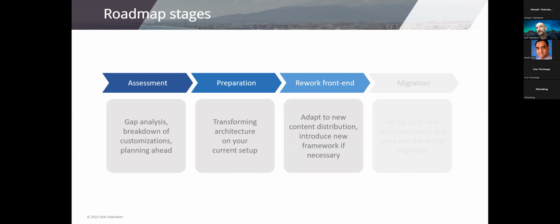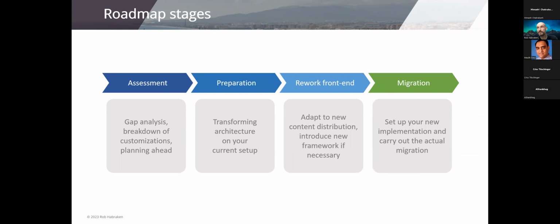Then, and I'll explain what the preparation phase in transforming the architecture means, by the way, you start reworking your front end, adapt to a new content distribution model, introduce a new front end framework if necessary, and make sure you're running headless and preferably using GraphQL.